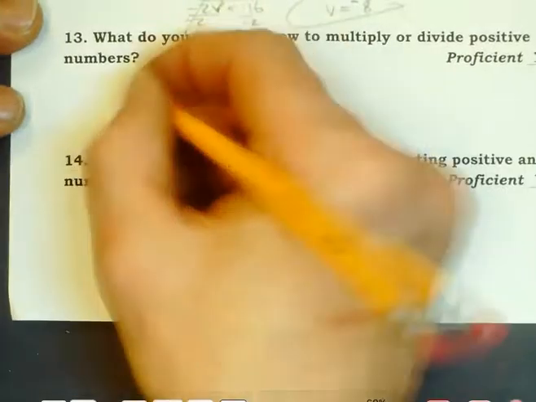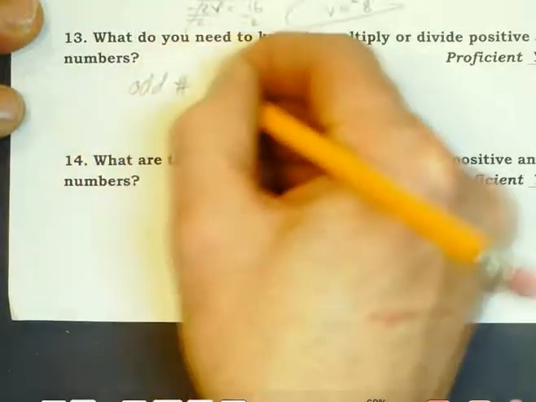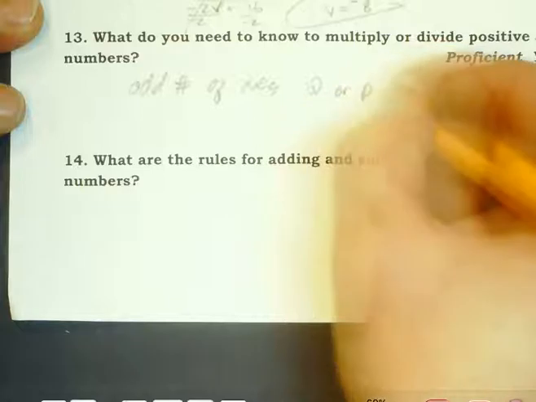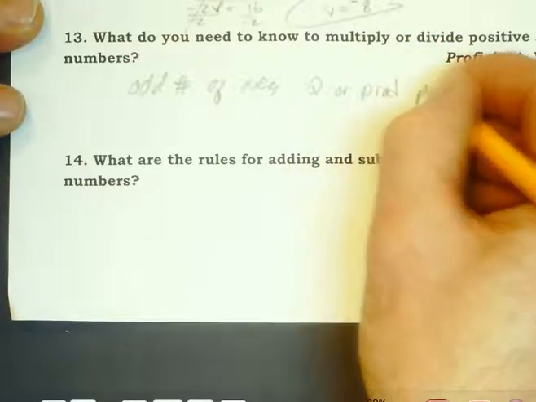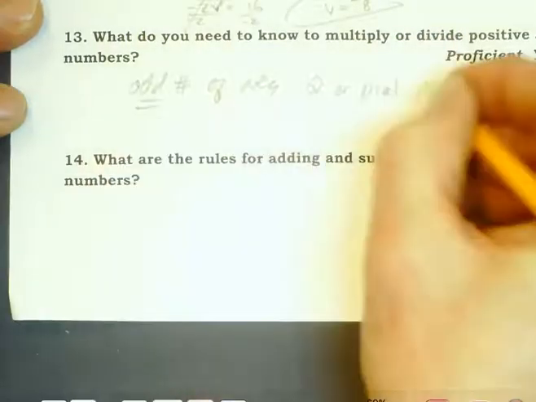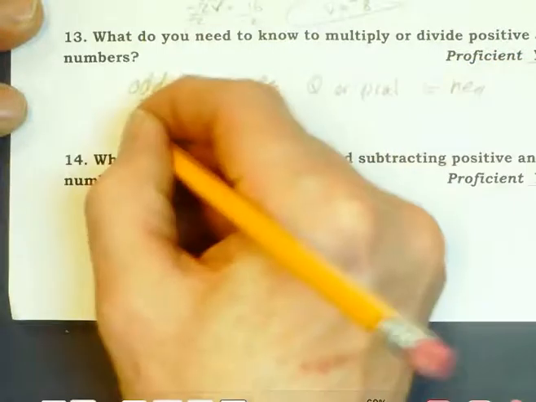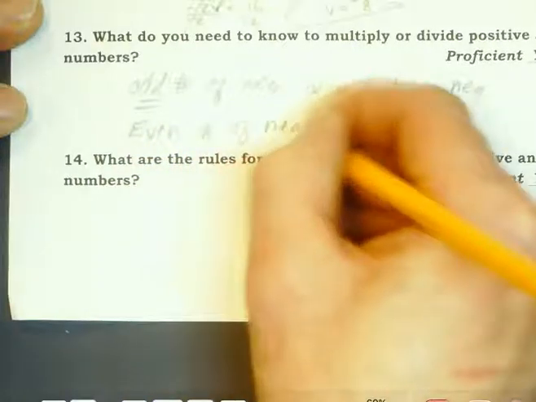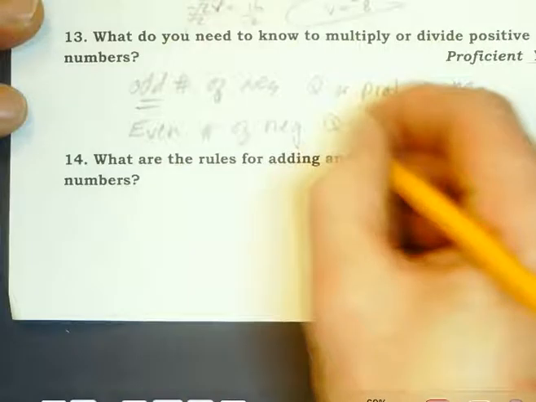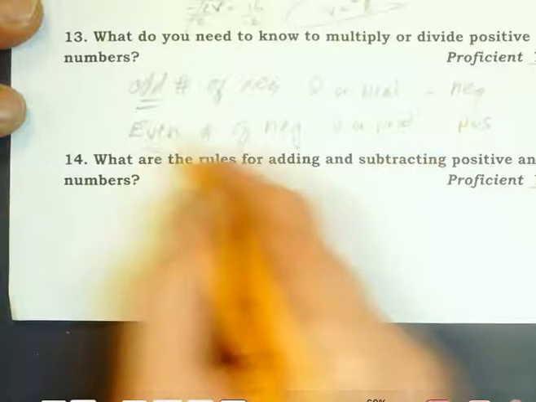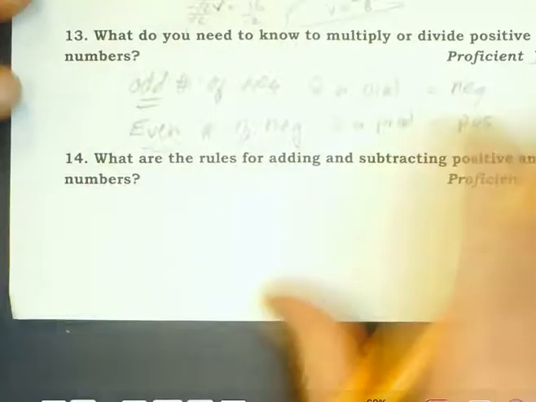All right, slide down here. What do I need to know to multiply positive and negative numbers? If you have an odd number of negatives, your quotient or product will be positive. Oops. If you have an odd number, it's going to be negative. If you have an even number of negative symbols, when you multiply or divide, your quotient or your product will be positive. So even number, positive; odd number, negative.